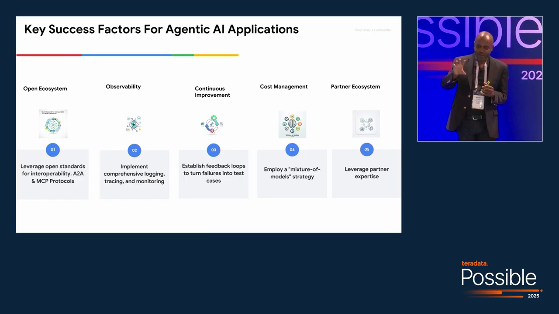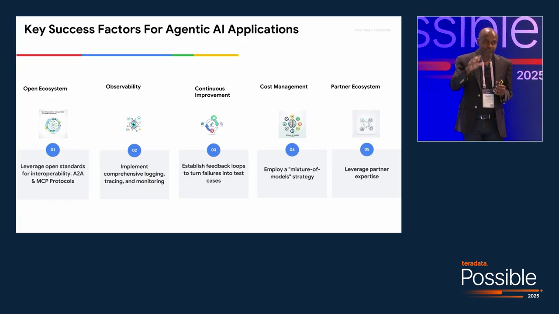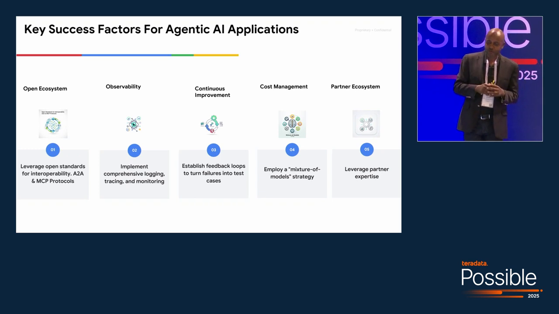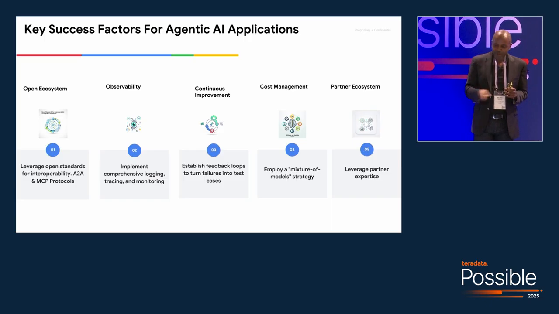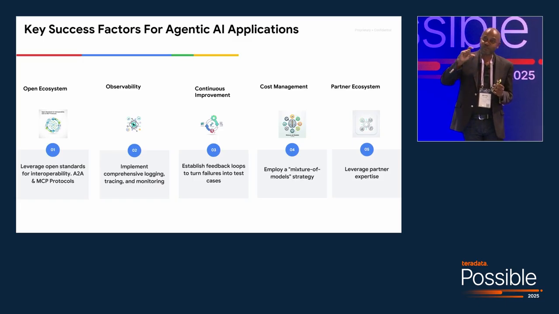Observability, as I said earlier: comprehensive logging, tracing, monitoring. Make sure you understand what you're doing so that you can, at the end of the day, do some root cause analysis. Continuous improvement, feedback loops, right? You need to be able to turn failure into test cases. If it fails, it's not because it's bad, it's because maybe it has been given some bad prompt. But use that for continuous improvement.